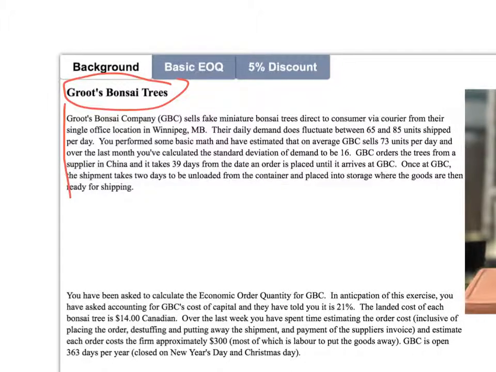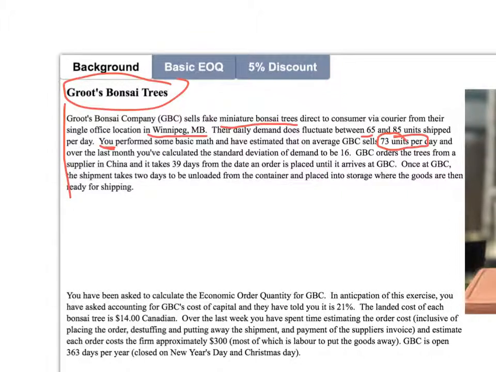We know that Groot's sells miniature bonsai trees. That's what we see here. They're located in Winnipeg, Manitoba. And they have daily demand between 65 and 85 units. And I'm putting you in this situation, but you've performed some basic math and you know that they sell 73 units per day. Okay, so that's going to be a piece of information we're going to use.